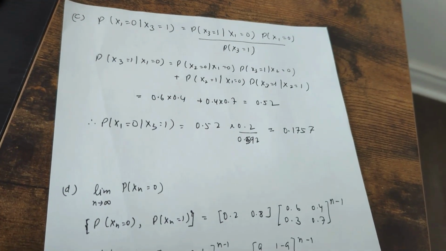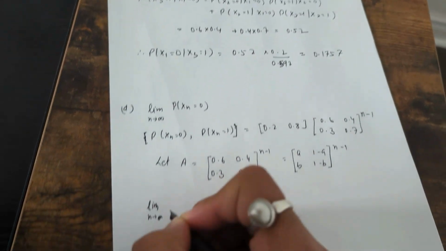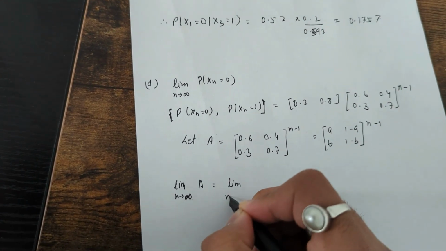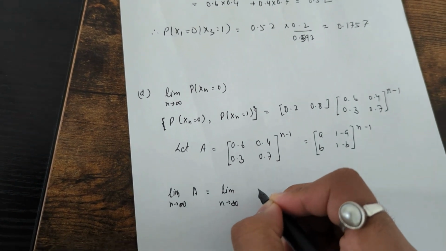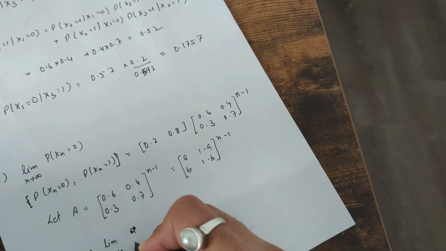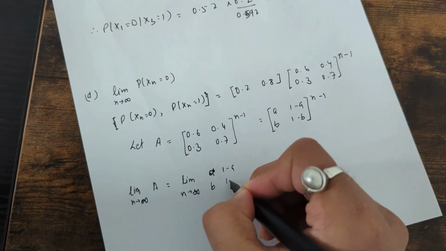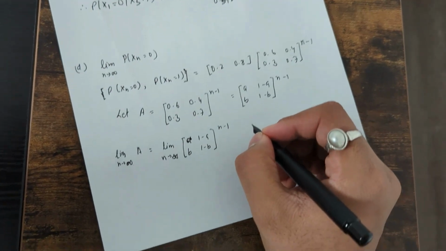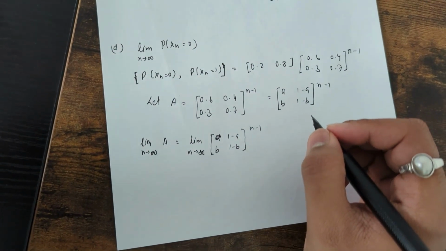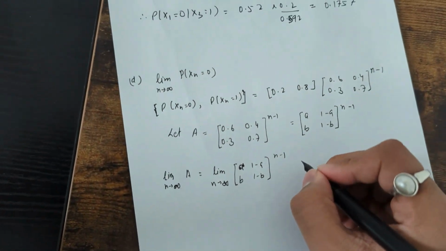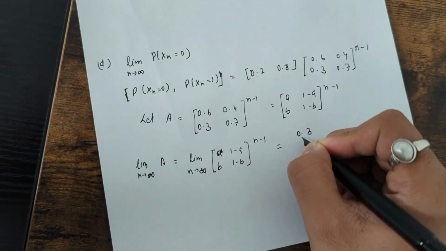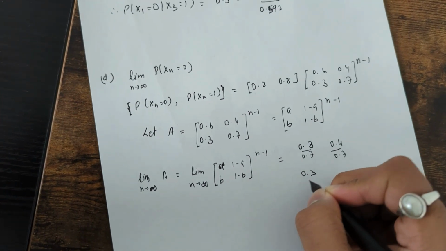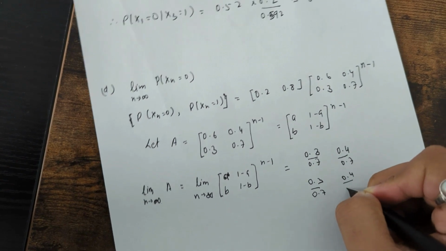So if we apply the limit as n approaches infinity to the matrix, which can be written as the limit as n approaches infinity of a, b, 1 minus a, 1 minus b to the power n minus 1. After applying all the necessary calculations, raising it to the power and applying the limit as n approaches infinity, it becomes 0.3 by 0.7, 0.4 by 0.7, 0.3 by 0.7, 0.4 by 0.7.